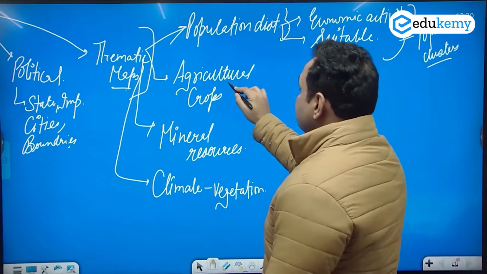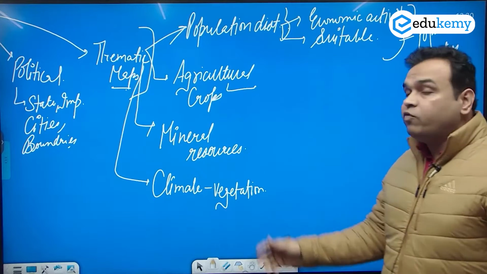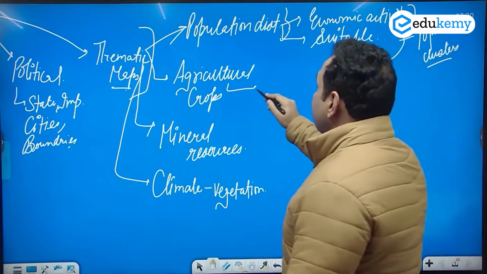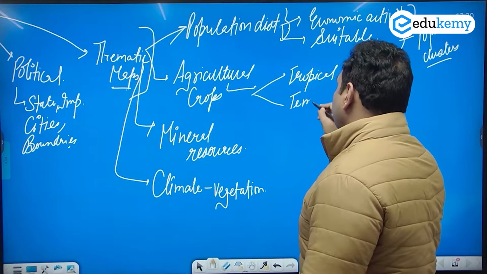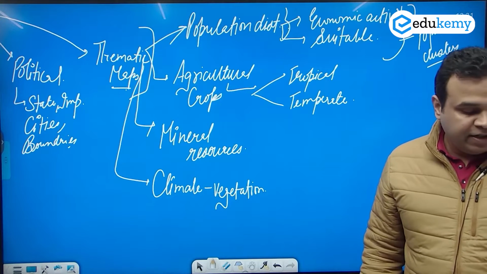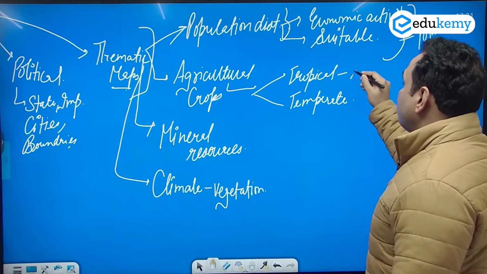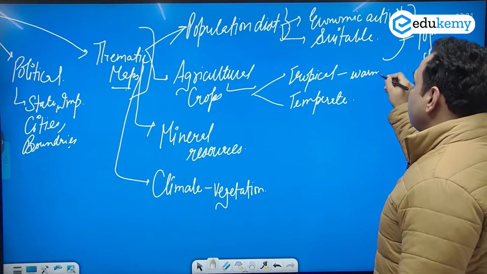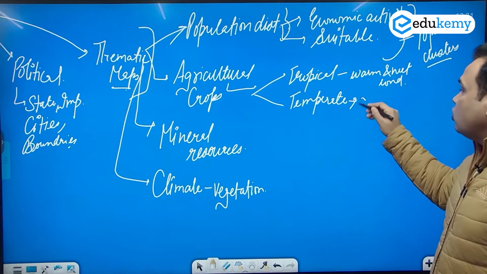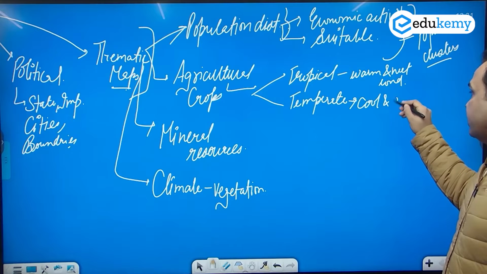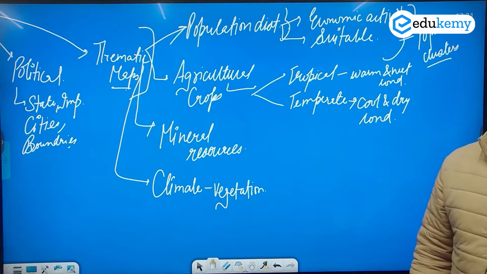Agricultural crops, generally, are of two types: tropical crops and temperate crops. Tropical crops require warm and wet conditions, and temperate crops require cool and dry conditions. Can you guys list out some tropical and temperate crops?